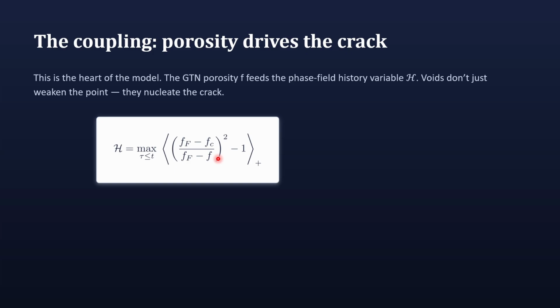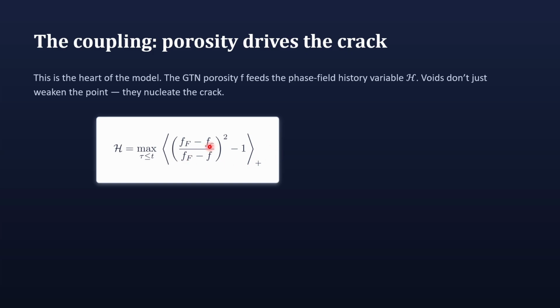Okay, so prior to critical porosity, when your initial porosity is growing from f0 to fc, you will not see any crack. But when f grows beyond fc, you will start seeing a crack. That is when the history field grows and the phase field eventually grows. So in the zone from fc to ff, your H will have a non-zero value, and thus your phi will have a non-zero value.